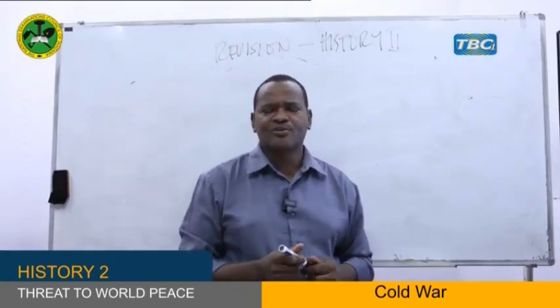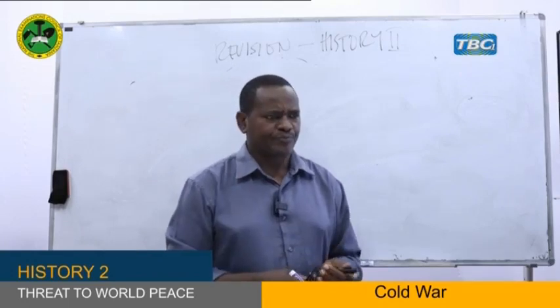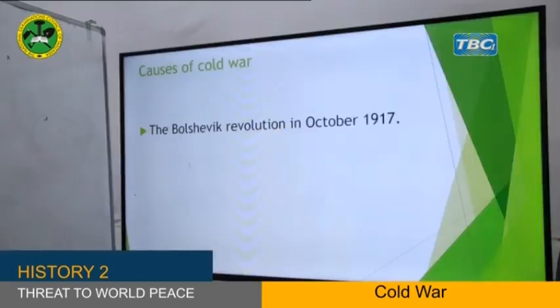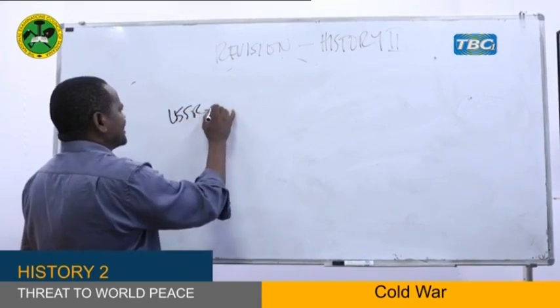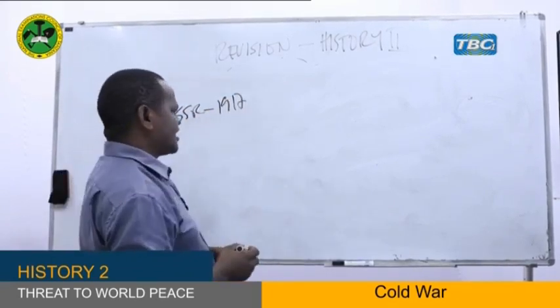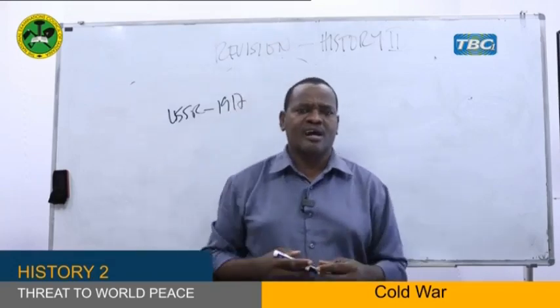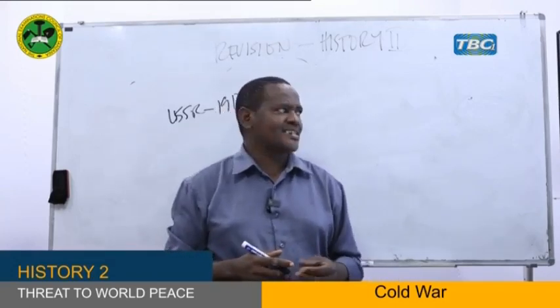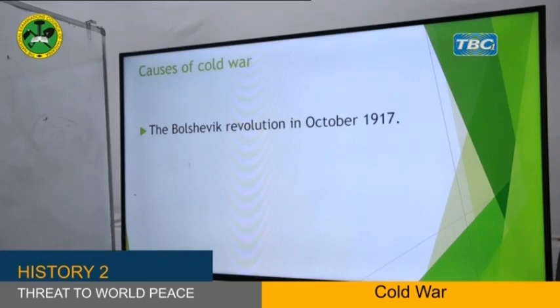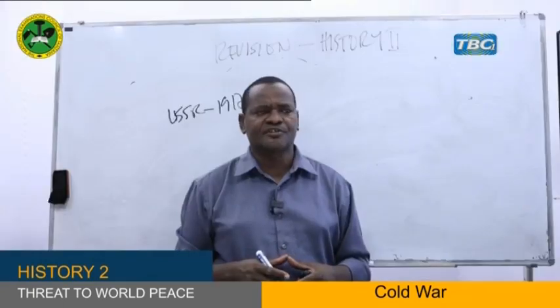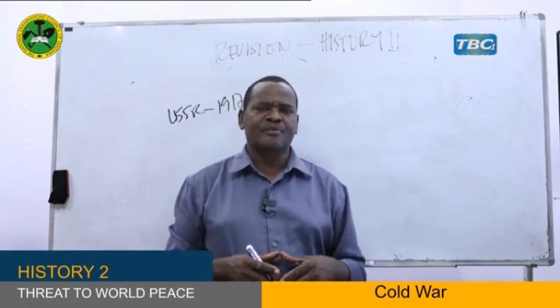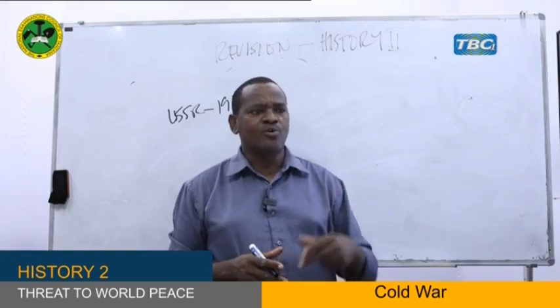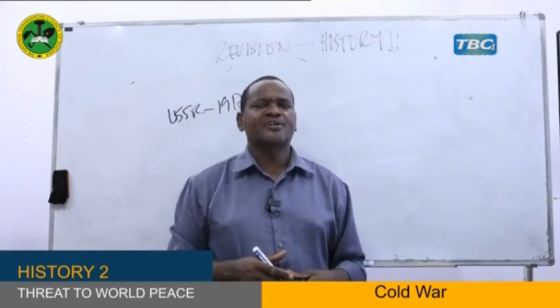My dear students, let's now look at what the causes of the Cold War are. The Cold War has so many causes. Let's start with the first cause, which is the Bolshevik Revolution. Of course, this revolution took place in 1917 after the socialists, or the Bolshevik Party led by V.I. Lenin, together with Bukharin, Leon Trotsky, and Joseph Stalin, had successfully overthrown the provisional government led by Alexander Kerensky, who had earlier overthrown Tsar Nicholas II.